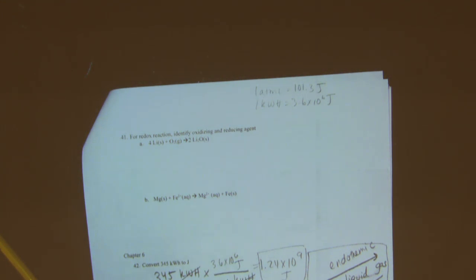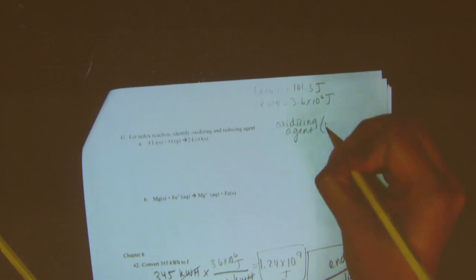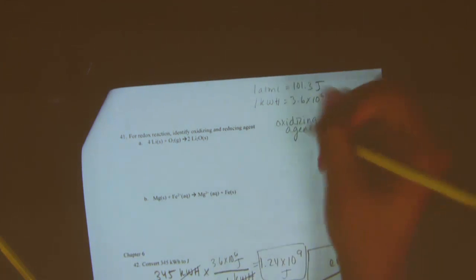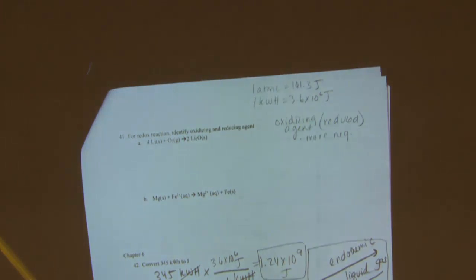Number 41, for the redox reaction, identify the oxidizing agent and the reducing agent. Okay, so before I get into it, what does it mean to be the oxidizing agent? It's being reduced, right? So it's another name for it. And what does it mean to be reduced? Is it becoming more positive or more negative? More negative, perfect. More negative, and it's gaining more electrons, like you said. Okay, and then we know the reducing agent. What's another name for that?